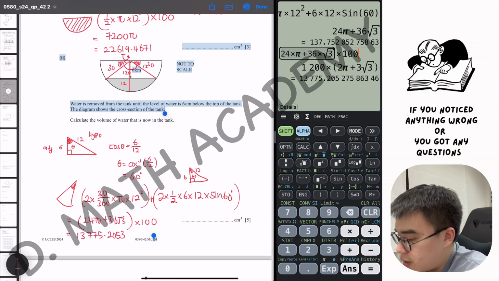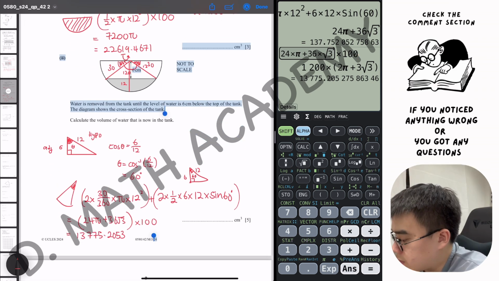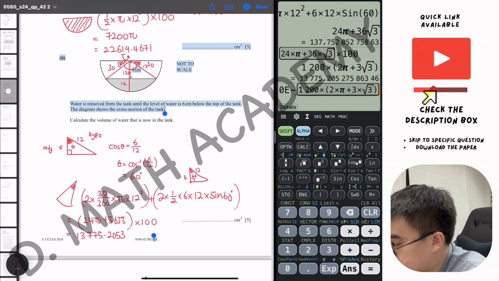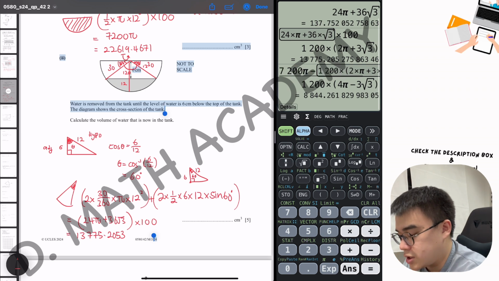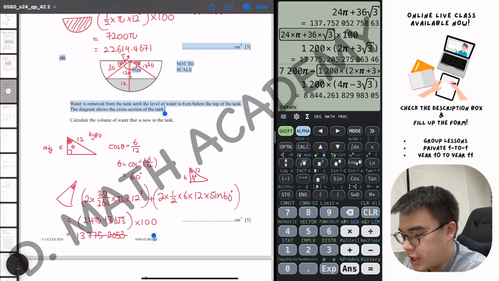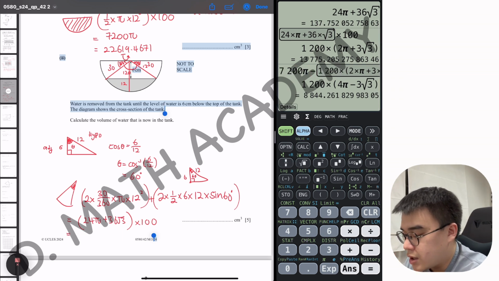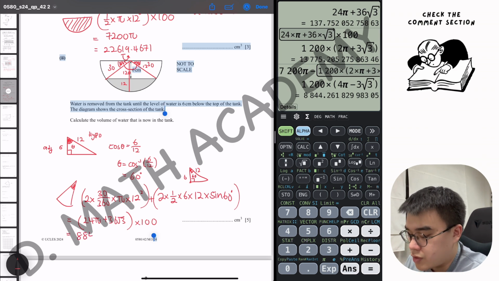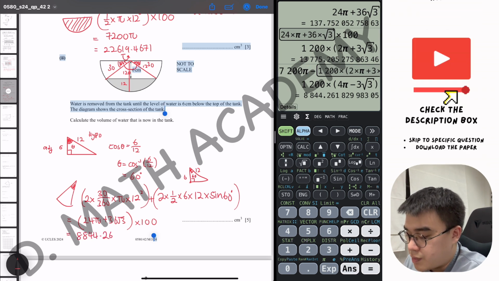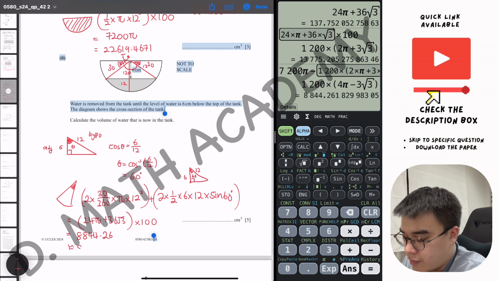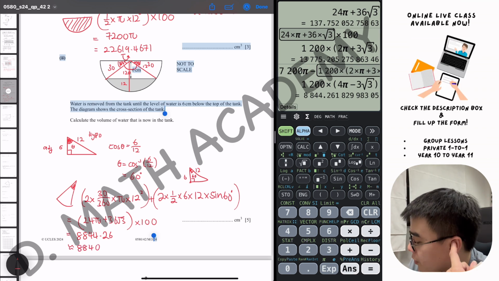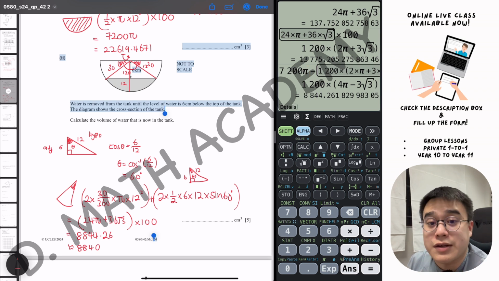So the water left in the tank, taking my 7,200 pi minus the answer, it should show us the answer. Oh, so it was the last part that I miscalculated. Everything was correct. It's just 8844.26, which is approximately 8840 if you were to round it. But 8844.26 will be the exact result.